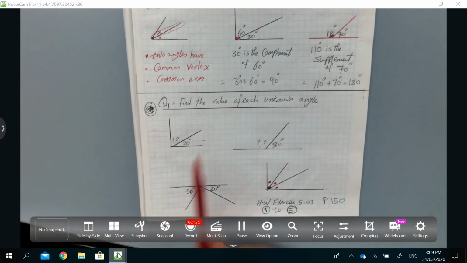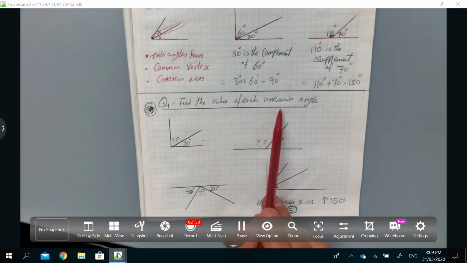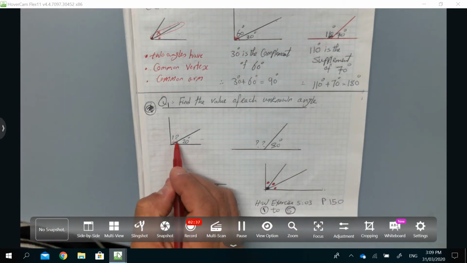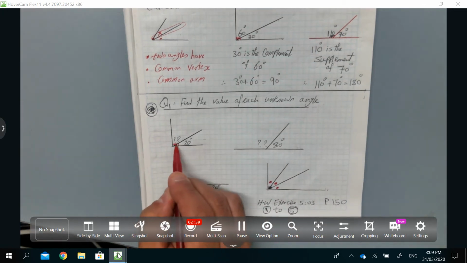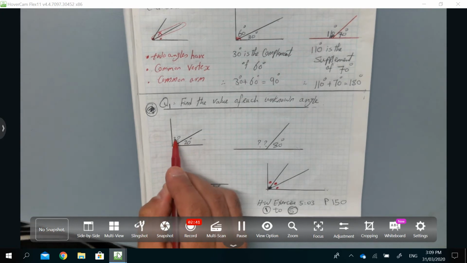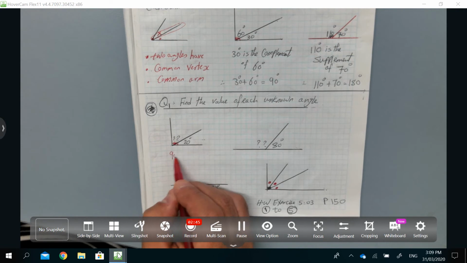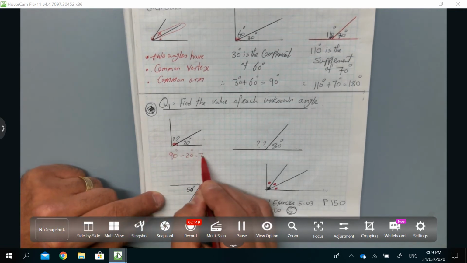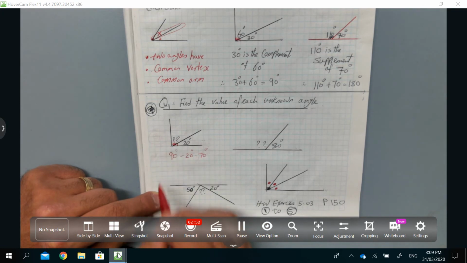Now, if we look at the first one, find the value of each unknown angle. If you look at here, this angle is 90 degrees, and we have 20 here. We need to find this angle, which is a missing angle. We say 90 minus 20 equals 70. So here this angle, the unknown one, is 70 degrees.